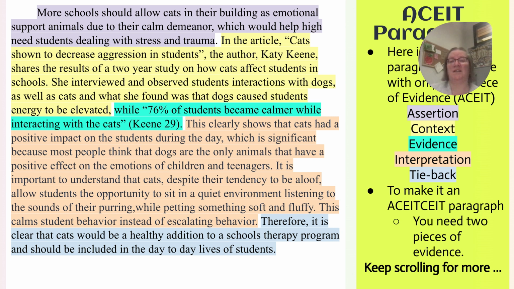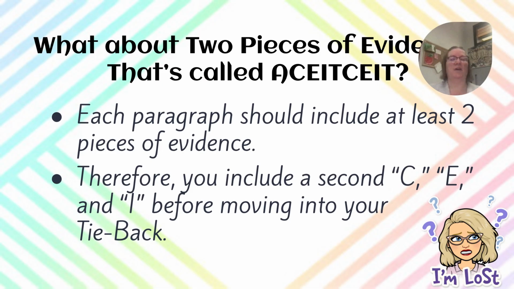So, what comes next is if you are planning to use two pieces of text evidence, then you are going to repeat this same process. And I'll show you what that looks like in just a moment. But keep in mind that if you are someone who really overwrites, then it might be best to stick to one piece of evidence. But to make your writing stand out, two pieces of evidence is better. So, this is what that would look like. Each paragraph would have two pieces of evidence. You would have a second C, a second E, and I before moving into your tie back.